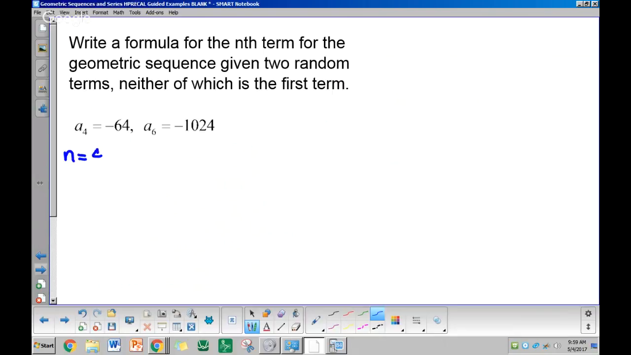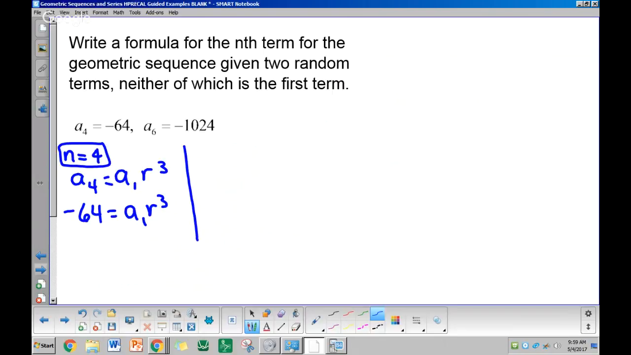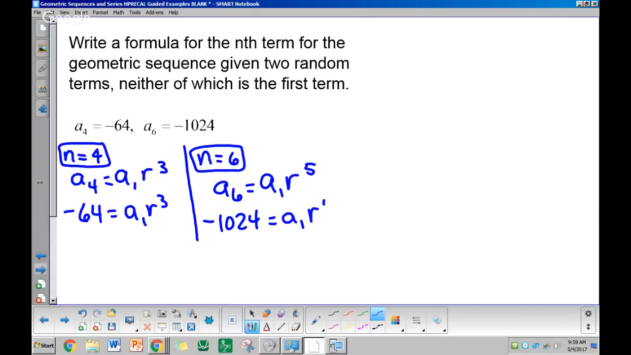So what are they telling us here? They're giving us two n's. So n equals 4. So we know that a sub 4 is gonna equal a sub 1, which I don't know, times r, which I don't know, raised to the third. But a sub 4 is negative 64, so negative 64 equals a sub 1 r to the third. All right, what's the other thing they're telling us? N equals 6. A sub 6 equals a sub 1, which I don't know, r, which I don't know, raised to the fifth. And then I can say negative 1024 equals a sub 1 r to the fifth.